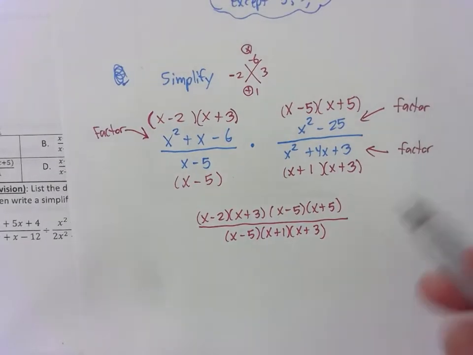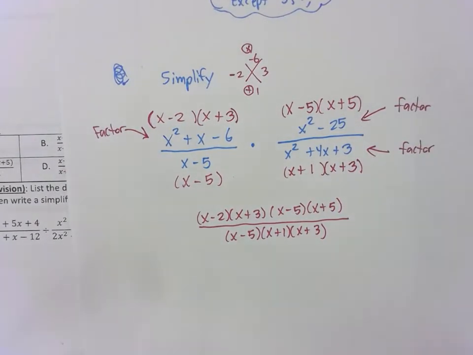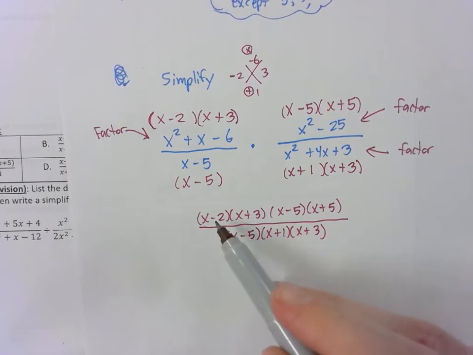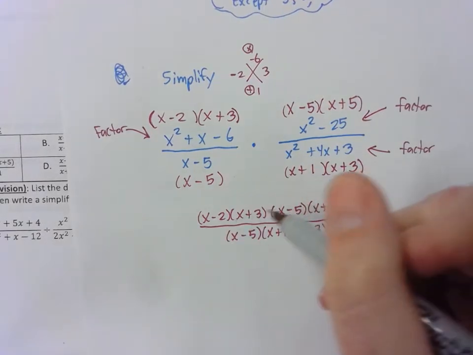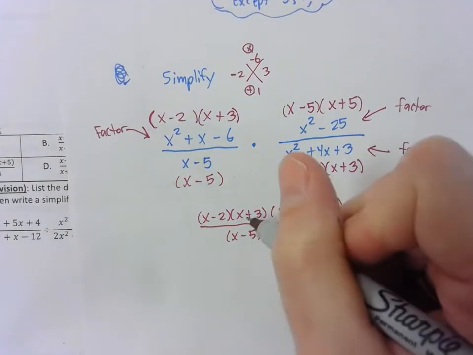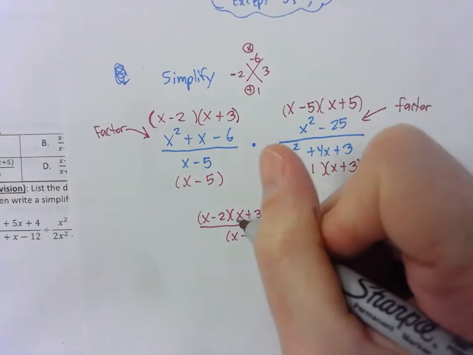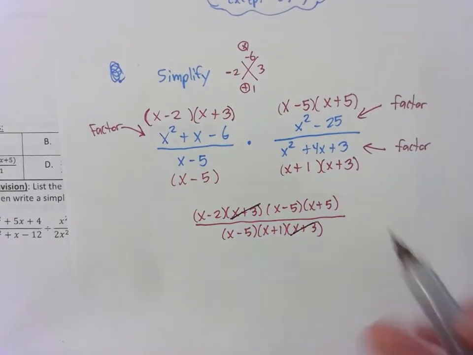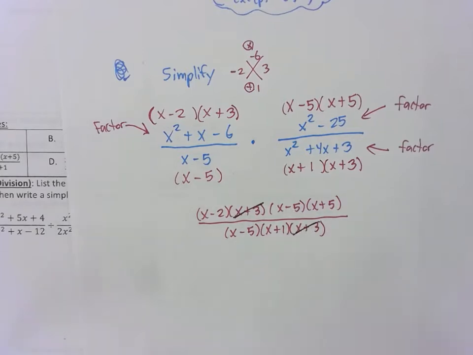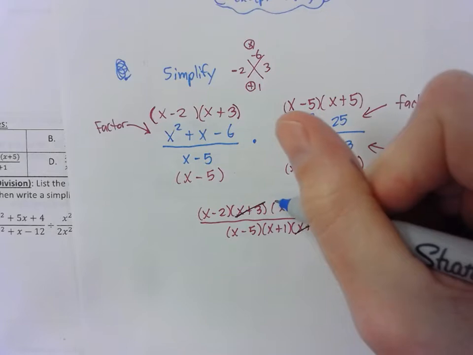So you have to cancel out pairs of things from the top and bottom. So you look at x minus 2. Does it have a matching x minus 2 on the denominator? It doesn't, so we're going to skip over to x plus 3. X plus 3 has a pair down here. So let's cross out. Does x minus 5 have a pair down there? And it does. So I have an x minus 5. Let me use blue here.